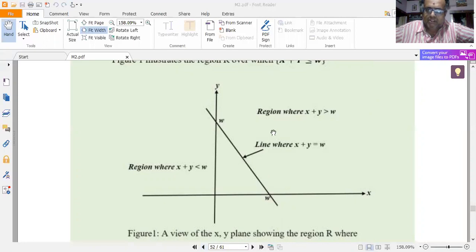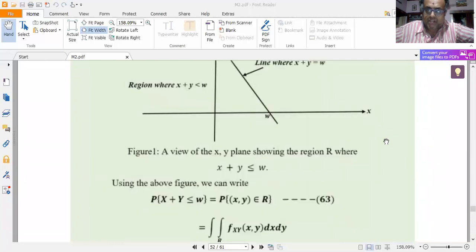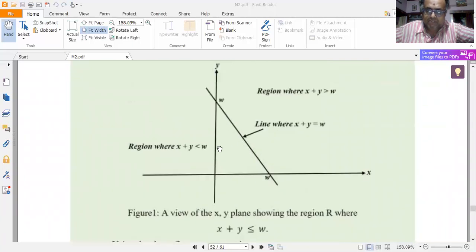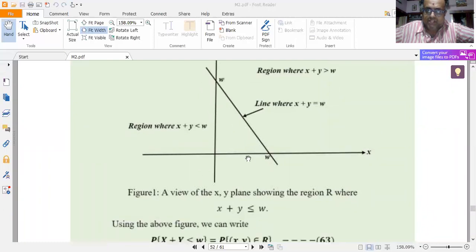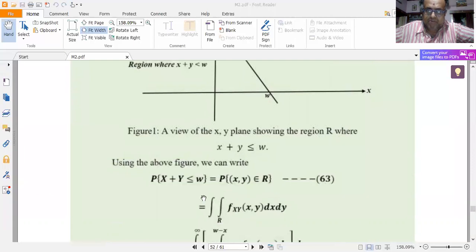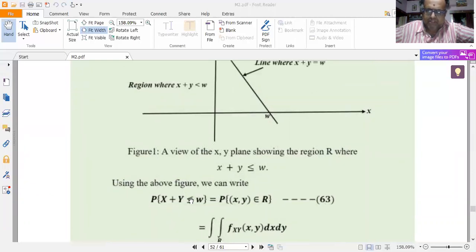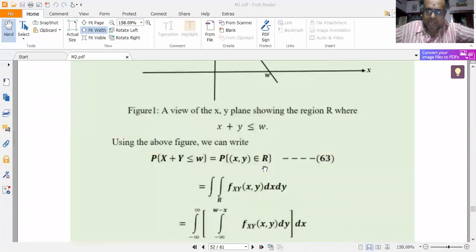Beyond this line is the region where X plus Y is greater than w, and below this line is the region where X plus Y is less than w. So here I should have the region of integration, the region R where X plus Y is less than or equal to w. That's why the probability of X plus Y less than or equal to w is given by the probability of the coordinates (x, y) belonging to R.